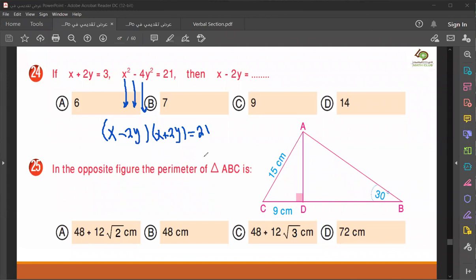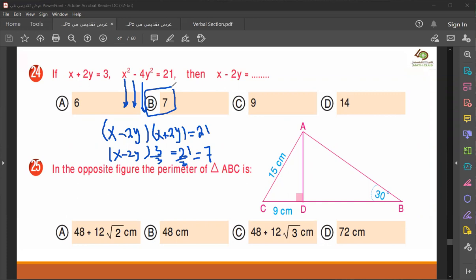So I have x plus 2y. What is it? It is 3. So here it is 3. I put 3, and here x minus 2y equals 21, divided by 3, then equals 7. So the answer is B. Right, the tip: 7.